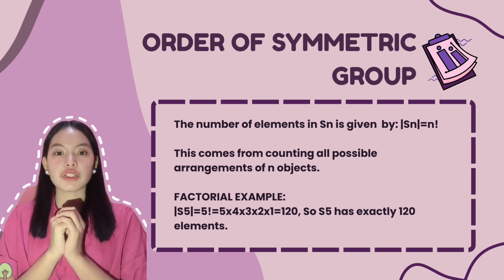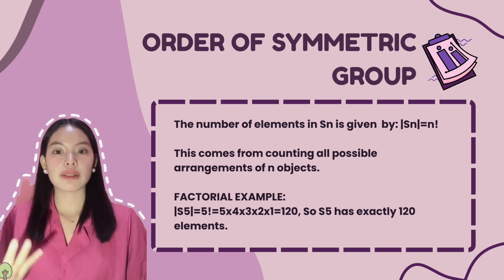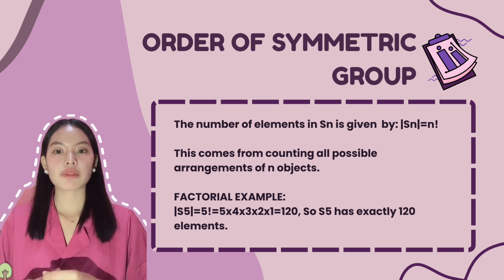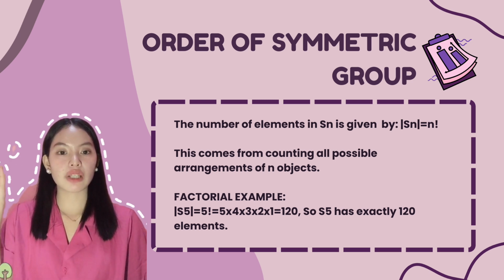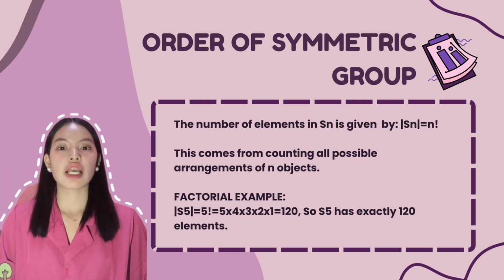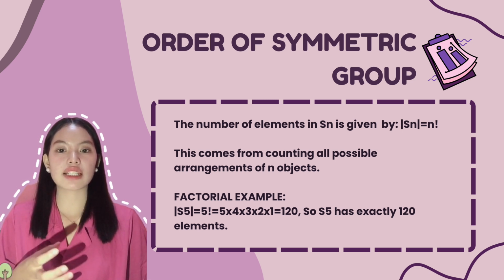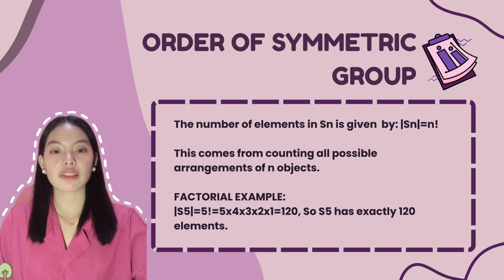So the order of a symmetric group, that is, the number of elements it contains, is given by n factorial. This formula comes from counting the number of ways we can arrange n distinct elements. Each position has fewer choices as we fill it, which is why we multiply descending numbers.